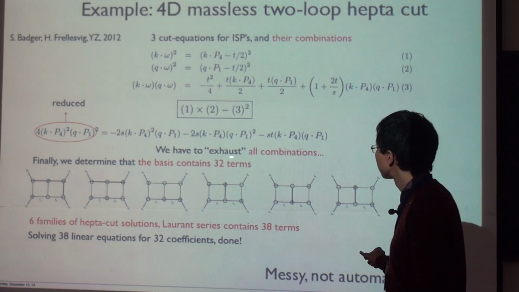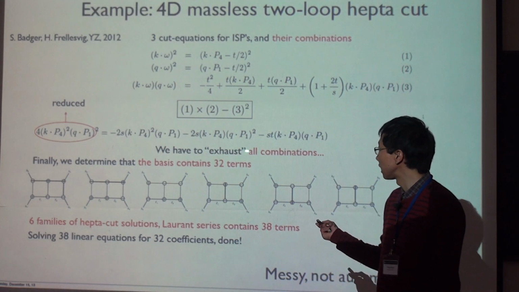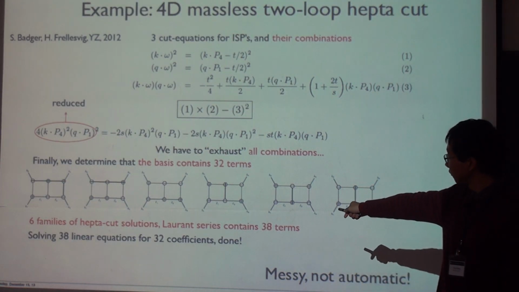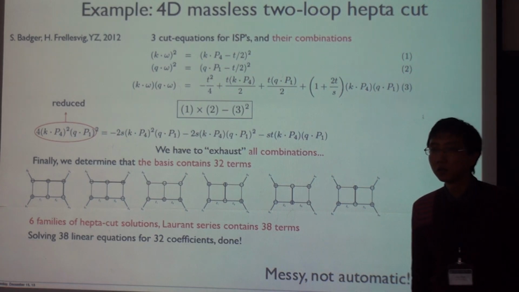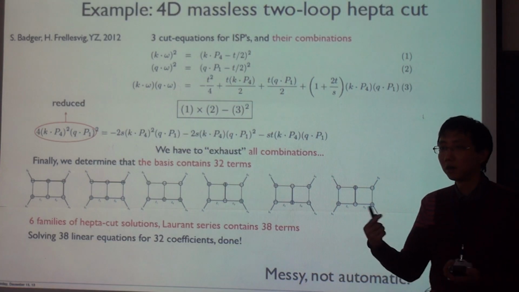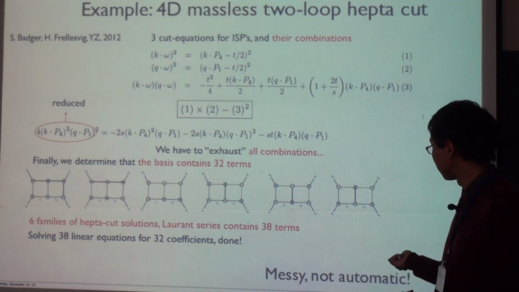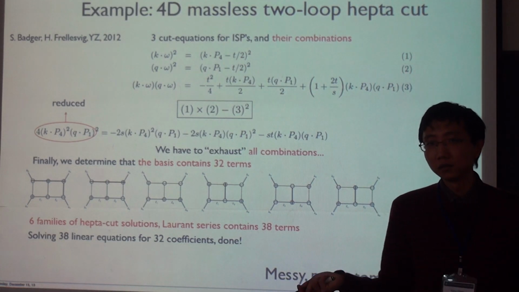So at that time, we tried to exhaust all these combinations for the integrand. And finally, we guessed that it may contain 32 terms after trying to eliminate all these variables from different nonlinear combinations of equations. But of course, it's a tedious process, and mathematically it's not rigorous.